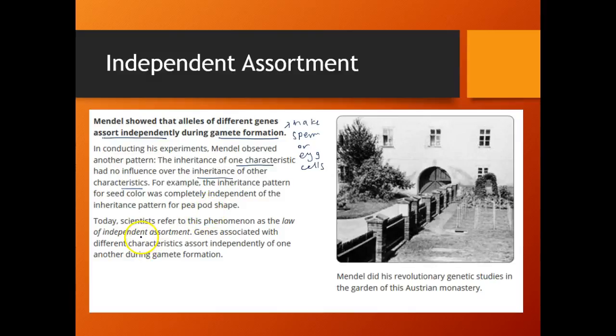So the scientists refer to this phenomenon as the law of independent assortments. So genes associated with different characteristics will assort independently of one another during gamete formation. Okay, so genes are not inherited together, but they're inherited independently.